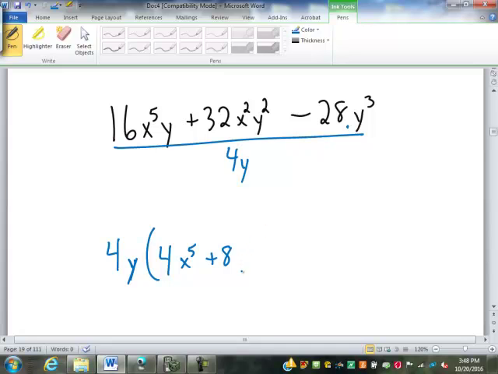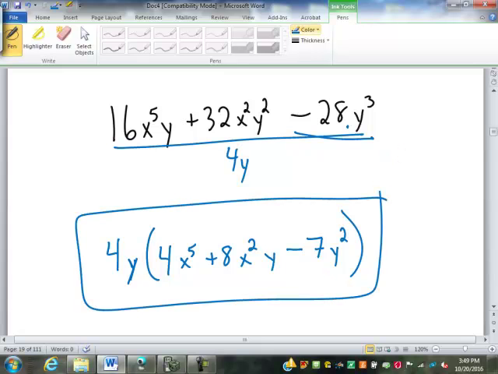X squared, nothing happens to it. There's nothing to divide it by. How about y? Just y. Y squared divided by y is just y. Negative 28y to the 3rd. Negative 28 divided by 4? Negative 7. And yes, y to the 3rd divided by y squared. 3 minus 1 is 2. So there is my factoring. Any questions so far? I'll have you guys try one.